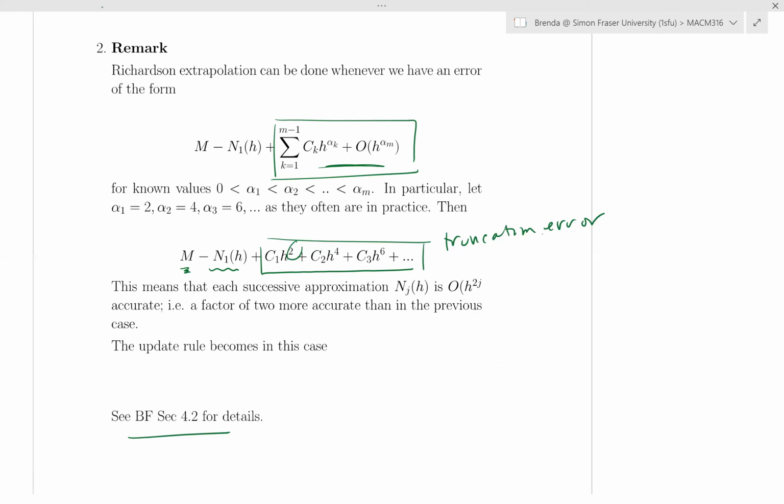This one here is the center difference formula. The one I did first was the forward difference formula for the derivative. This one is the center difference formula. We already saw that the center difference formula had a different error profile. It was better.